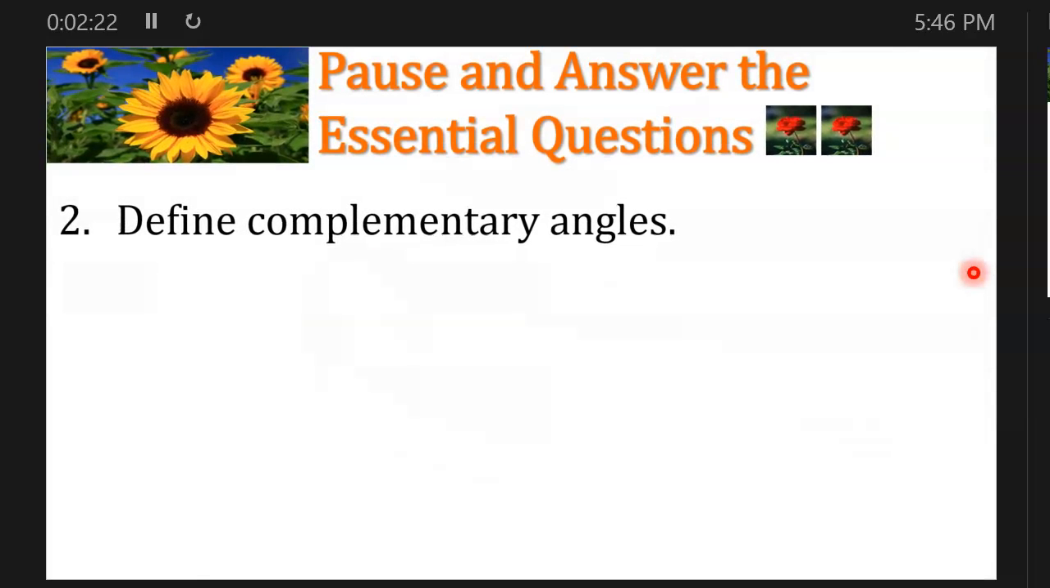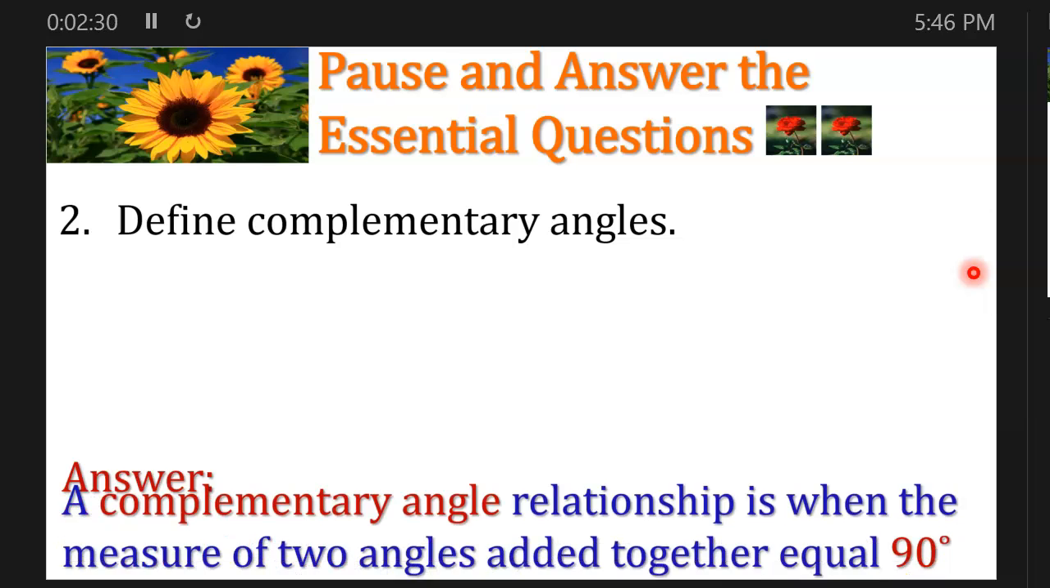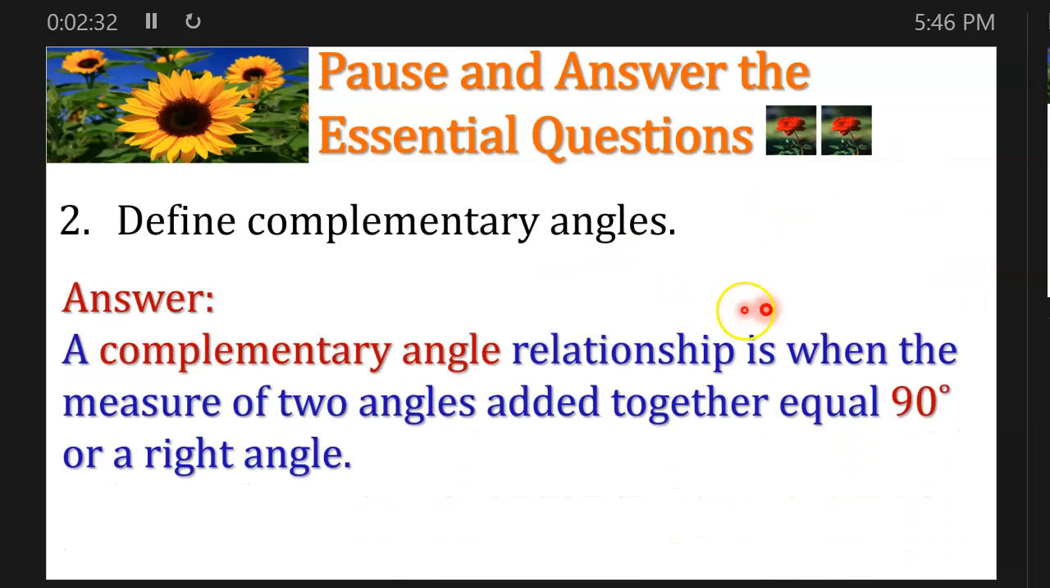Okay, pause and answer this essential question. Define what is a complementary angle. Okay, a complementary angle relationship is when the measure of two angles added together equal 90 degrees or a right angle.